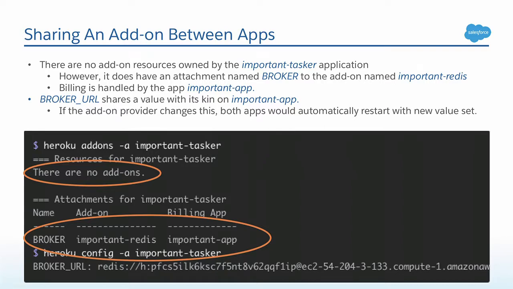It's important to note here that the billing is handled by the important app application, because that's the original app that this add-on is attached to as a resource. The broker URL shares a value with its kin on important app. So if an add-on provider changes this, both apps would automatically restart with these new values.